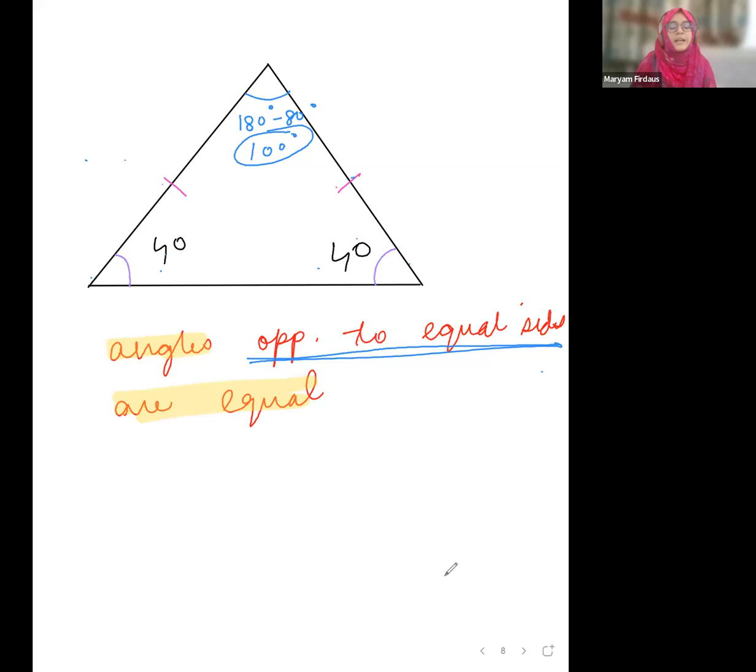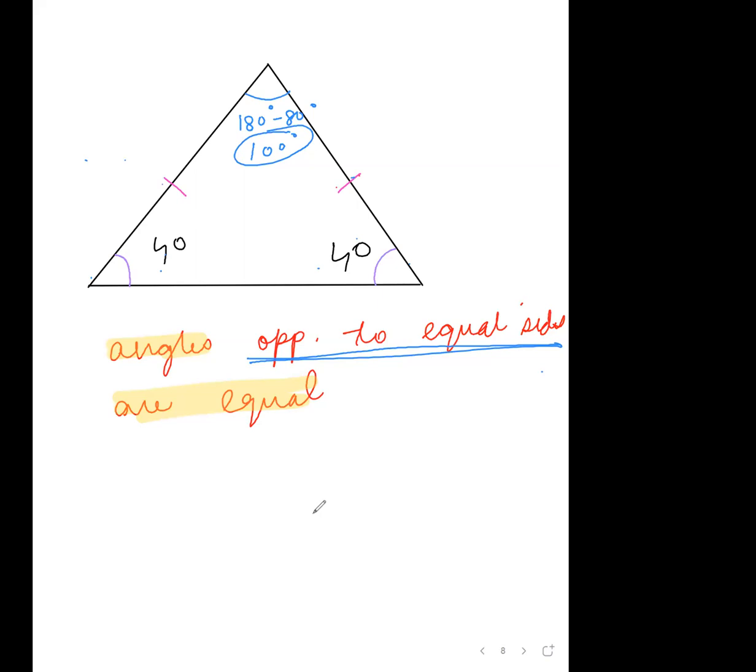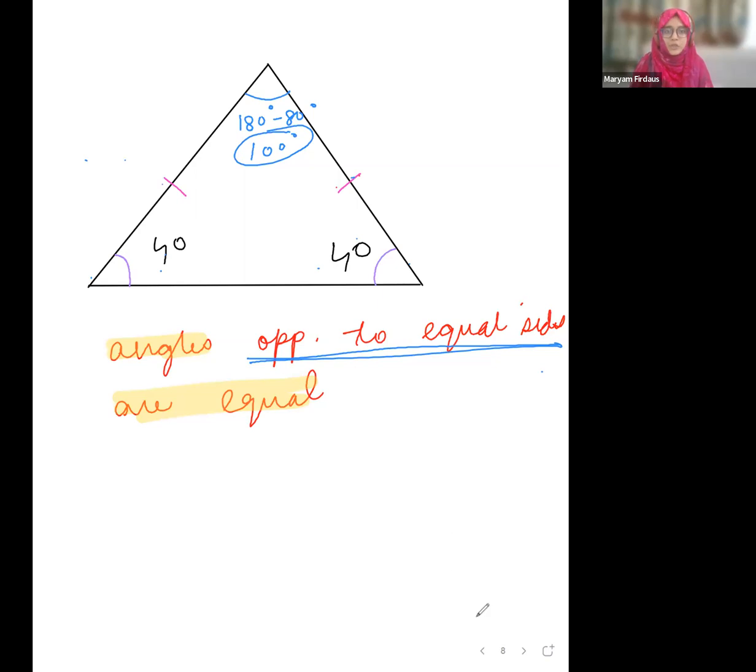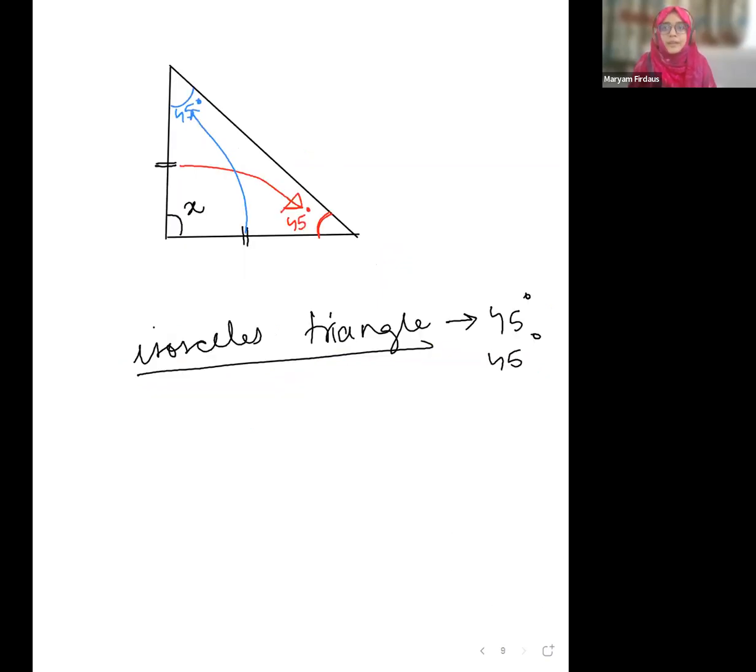Another thing is that if you see any equilateral triangle, the first thing that should click in your mind is that all three angles are going to be the same, and how much? 180 divided by 3. Sorry, all three angles are going to be 60 degrees each. Okay, fine. Now let's move on.